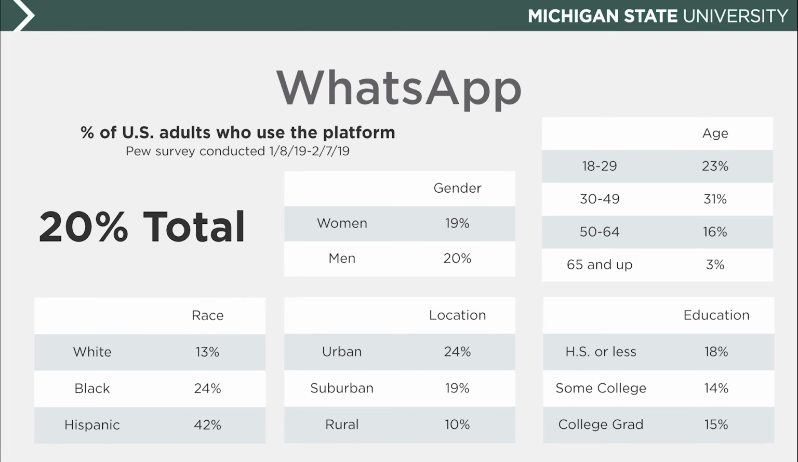WhatsApp is used by 20% of US adults, more Hispanic users than the other demographic groups here, which is just interesting. They didn't call out why that might be, but WhatsApp is known for being used with more international audiences, so it could be reflective of families in different countries or things like that. Urban, suburban, rural, it's used more in the cities than not. And this one skews more heavily towards high school or less education.